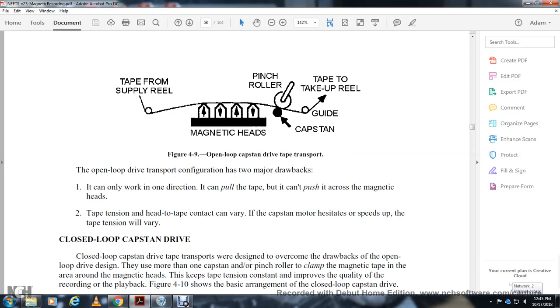It has two major drawbacks: it can only work in one direction, and it can only pull the tape, not push it, across the magnetic heads. Tape tension and head-to-tape contact vary with the capstan.